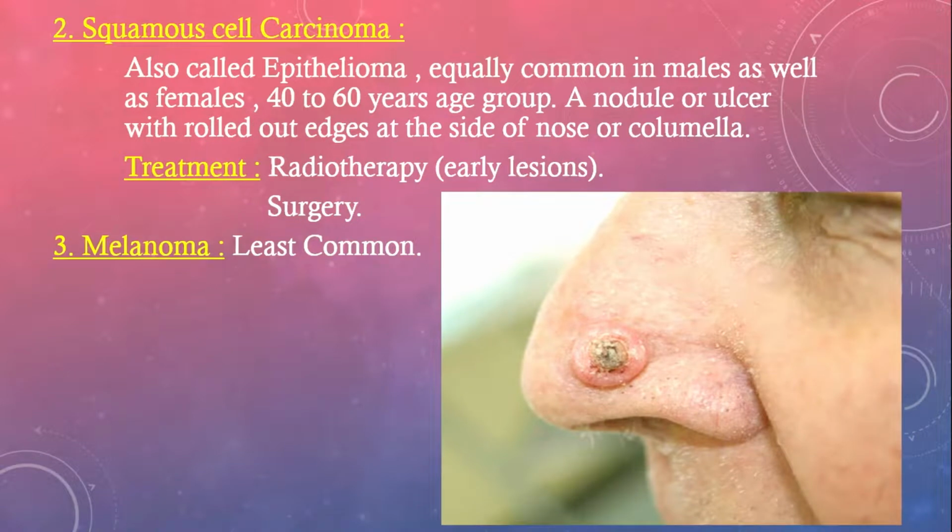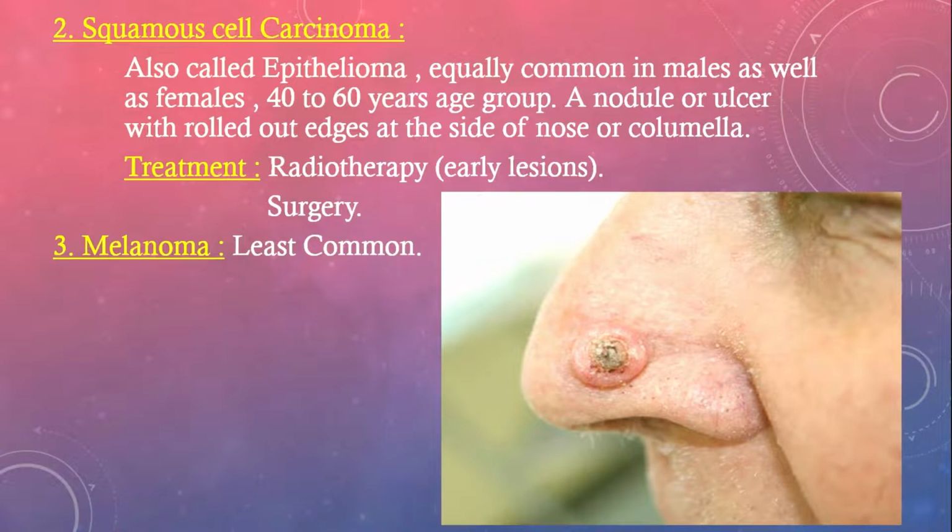Now this picture shows a squamous cell carcinoma. The rodent ulcer we talked about earlier is about 87%. If you talk about squamous cell carcinoma, it's about 11% among the malignant tumors of the external nose. It's not that 11% of the population is involved, but among the malignant tumors of the external nose, squamous cell carcinoma is about 11%.